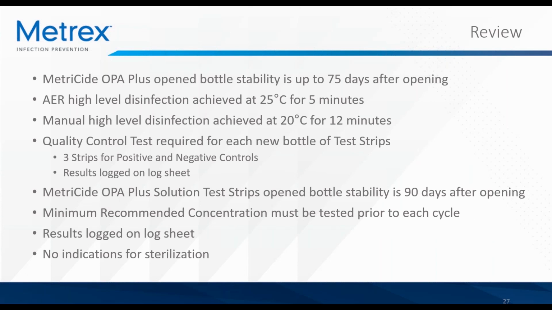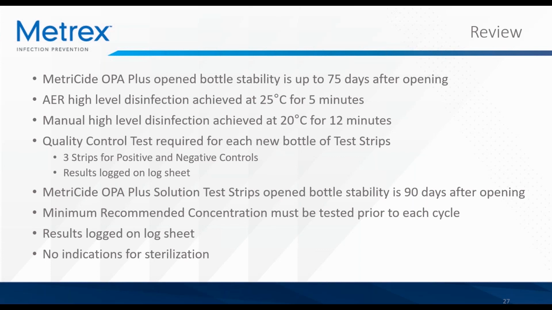Some quick review before we go into FAQs. Metrocide OPA Plus open bottle stability is up to 75 days after opening. AER, high-level disinfection, is achieved at 25 degrees Celsius for 5 minutes. Manual high-level disinfection, manual soaking, is achieved at 20 degrees Celsius for 12 minutes.